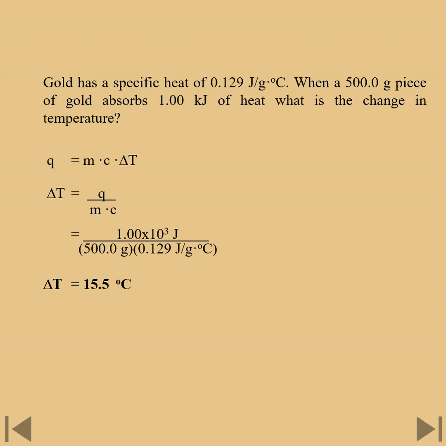And so that helped us to recognize that we couldn't leave our energy in kilojoules. We had to convert it into the common unit of joules. And I come up with the final answer of 15.5 degrees C. Does my answer make sense? Well, this is a positive temperature change. Would I expect a positive temperature change if I absorbed heat? Absolutely.